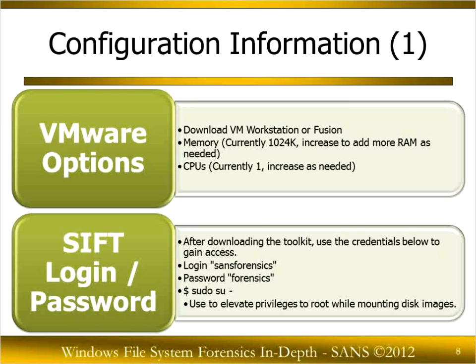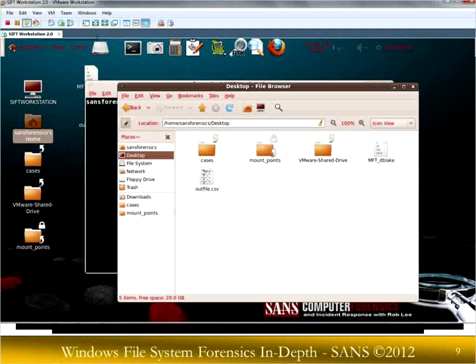The login for the SIFT Workstation is sansforensics, and the password is forensics. Obviously, if you're using this on your own systems and you want to protect it, you definitely want to change it, but from the start, it's pretty easy to figure out how to log into the machine. You'll log in as a normal user, and if you need to elevate your privileges to do something useful like mounting disk images, all you need to do is type the command sudo su with a minus. That will get you there.